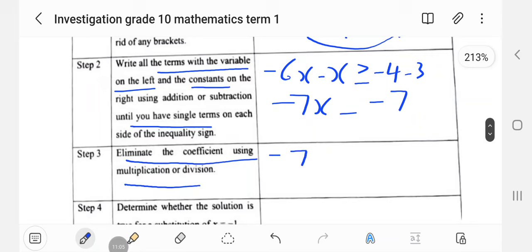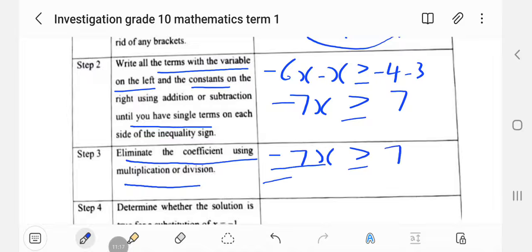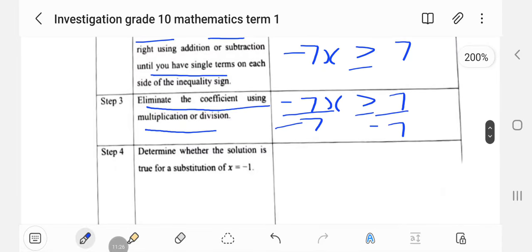Now we have minus 7x. Let me fix that. We divide by the coefficient, minus 7. The coefficient is the number that has a variable, the one that we use to divide. Determine whether the solution is true for. So we eliminate the coefficient first, and then we'll have our answer.